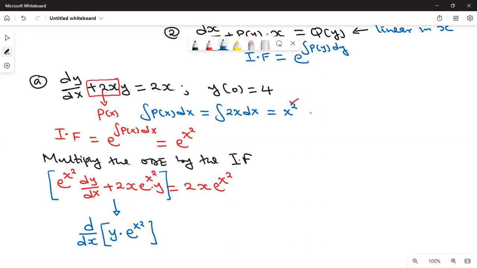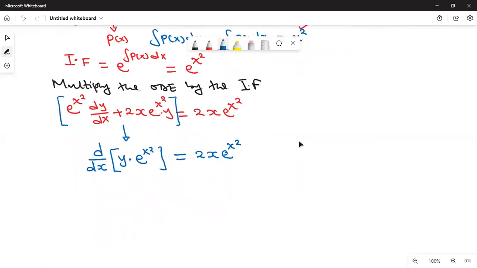Because if you use the product rule, you'll go back to the left-hand side that we had up there. The right-hand side, we don't interfere with it. That is 2x exponential x squared. That's what we have. Now, I need to integrate this.